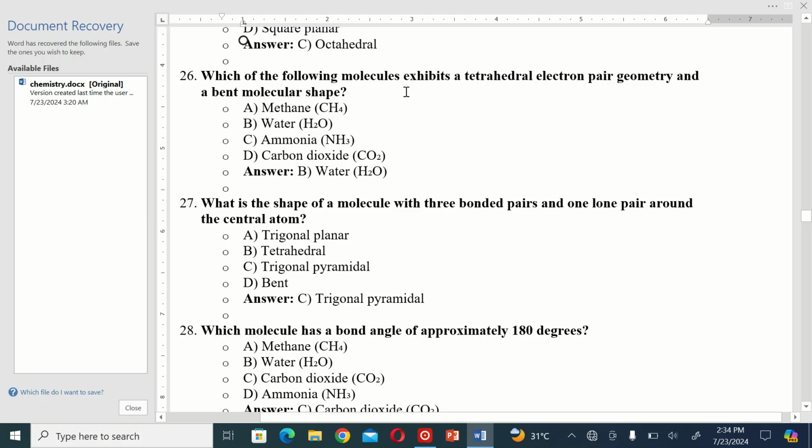Which of the following molecules exhibits a tetrahedral electron pair geometry and a bent molecular shape? A. Methane. B. Water. C. Ammonia. D. Carbon dioxide. So the correct option is B. Water.